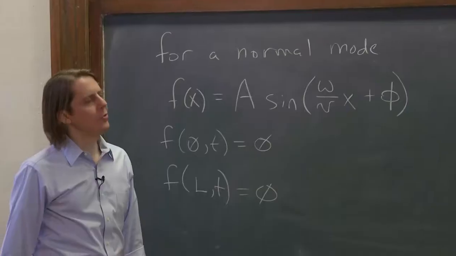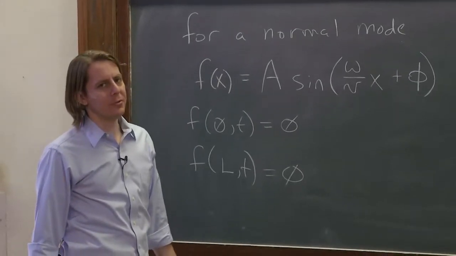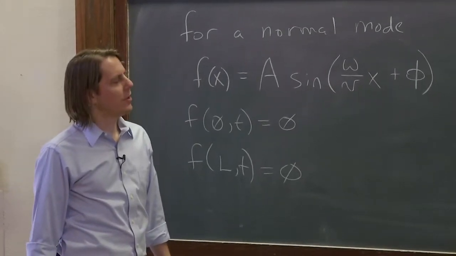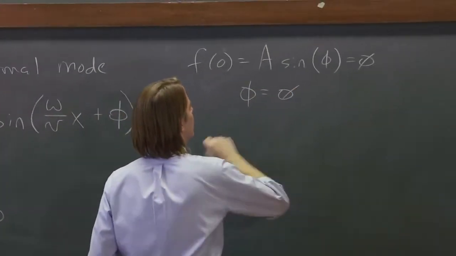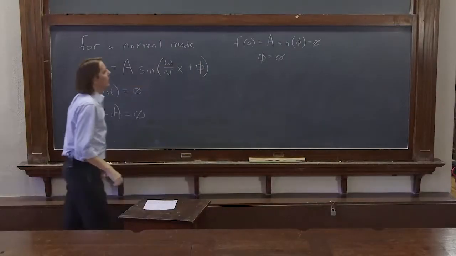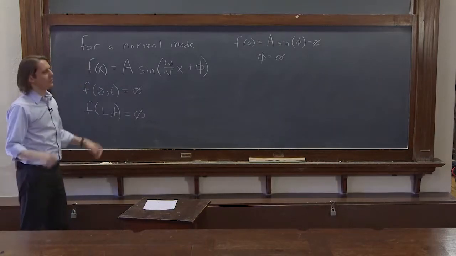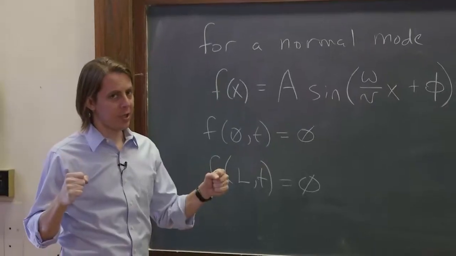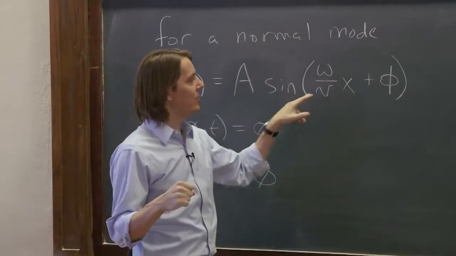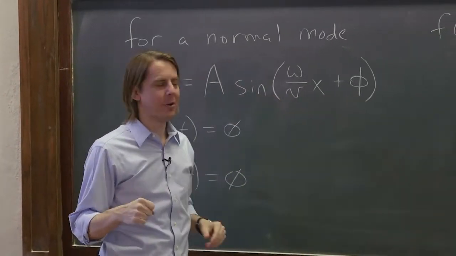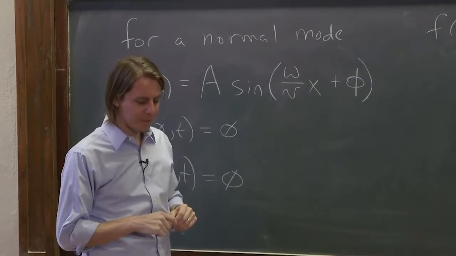So how can that be 0? Well, we don't want the amplitude to be 0. That's a trivial solution, not very interesting. So sine phi must be 0, so phi must be 0. And this isn't too surprising. It's a clamped string. The ends have to be at 0. We used a sinusoid. Sinusoids like to be 0 at 0. So it's not too surprising the phase came out to be 0.